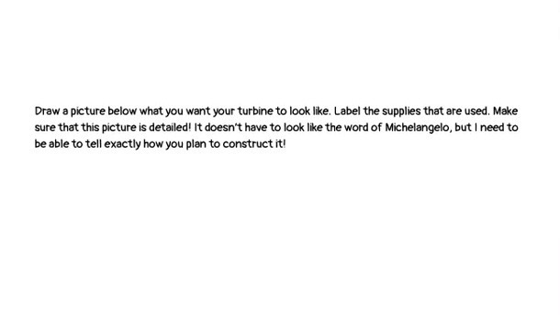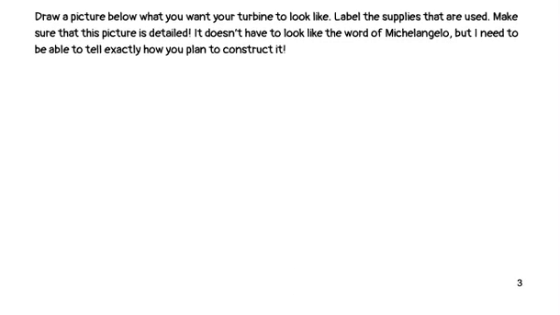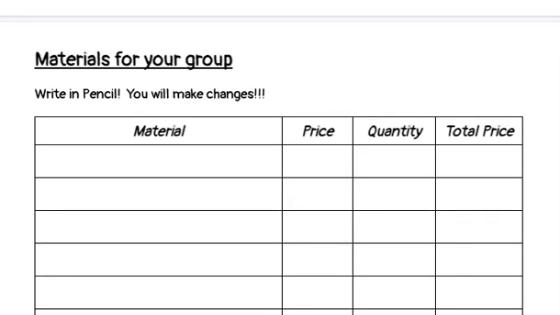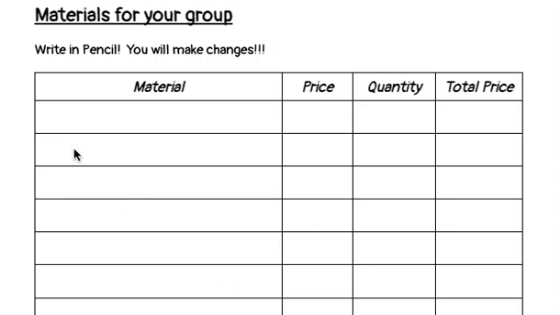You're going to draw a sketch of what you imagine your wind turbine to look like. You need to label each of the supplies that you're using and make sure the picture is detailed. It doesn't have to look like an amazing drawing, but I do need to be able to tell exactly how you plan to construct it. To help you keep track of your money, you're going to write your materials that you're planning to use here, and the price. Quantity means how many of each. So if you write popsicle stick, you're going to write that you want 2. Your total price would be $2.